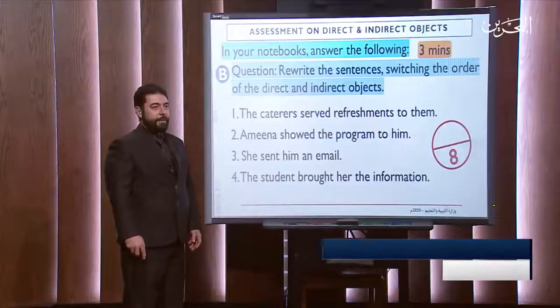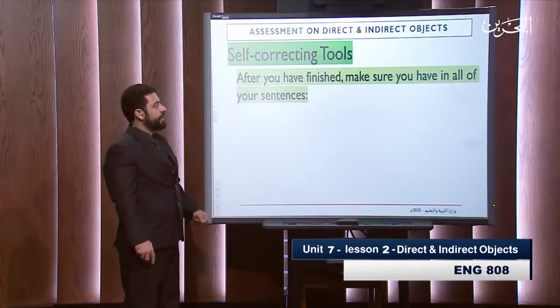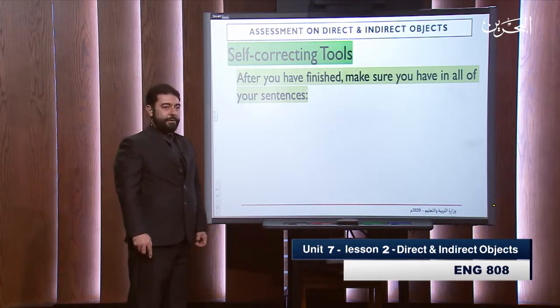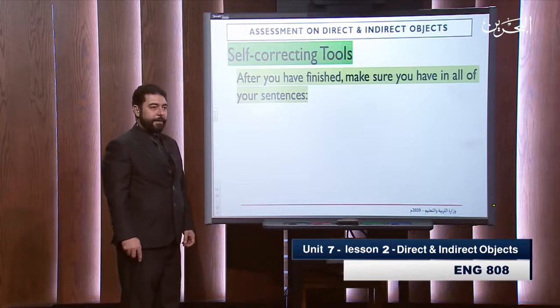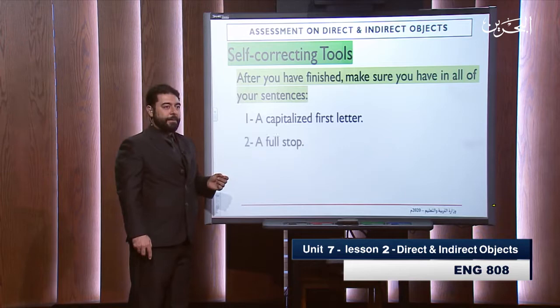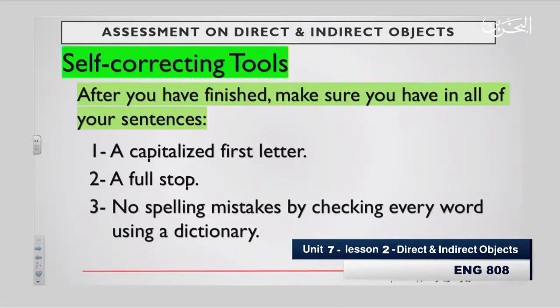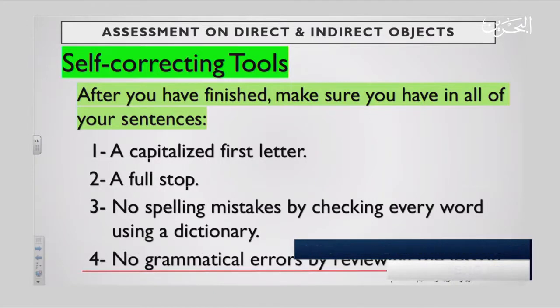All right, now let's check the answers. But before that, you need to use the self-correcting tools. After you have finished, make sure you have in all of your sentences the following. Number 1, a capitalized first letter. Number 2, a full stop. Number 3, no spelling mistakes by checking every word using a dictionary. Number 4, no grammatical errors by reviewing the lesson.